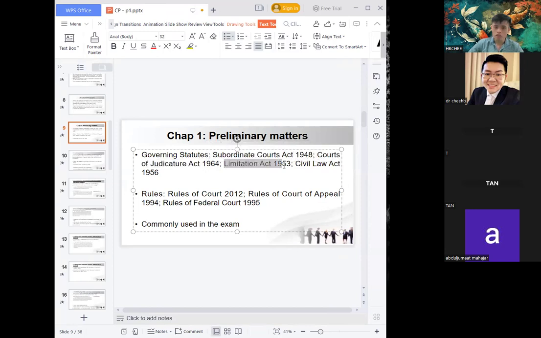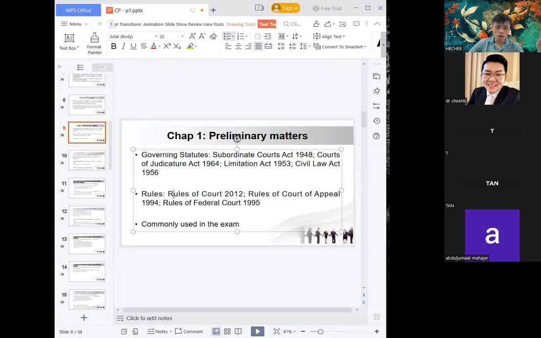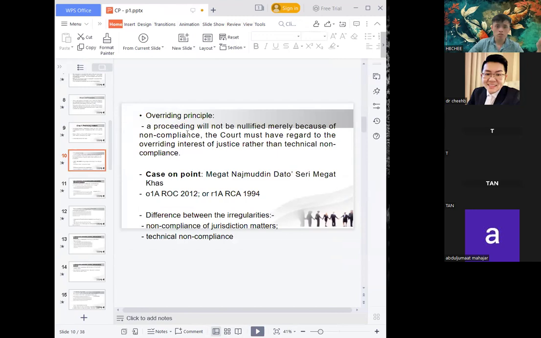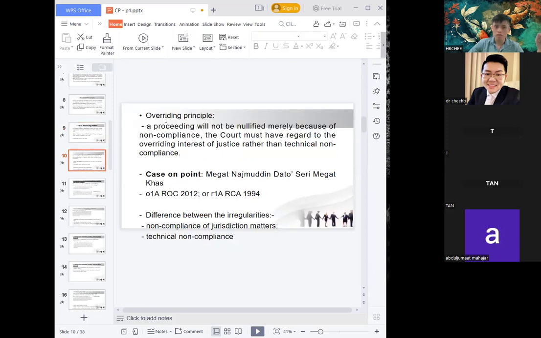Another one is the Limitation Act, and the Civil Law Act, and we will discuss and explore them further in our classes. Along our study, you have to be very familiar with the Rules of Court 2012 because we'll be using it very frequently. However, for the Rules of the Court of Appeal and Rules of the Federal Court, we will only touch on them in certain chapters, not most of the chapters. Okay, so the first thing that falls under the preliminary matters is the overriding principle.